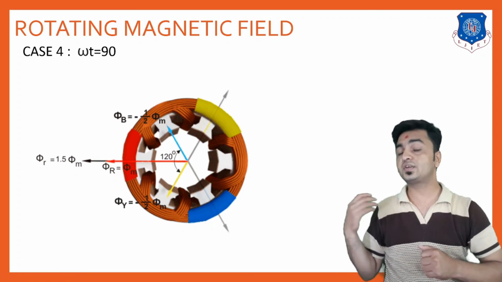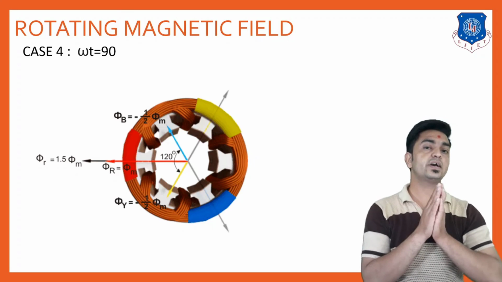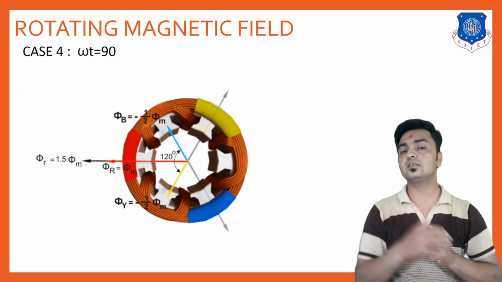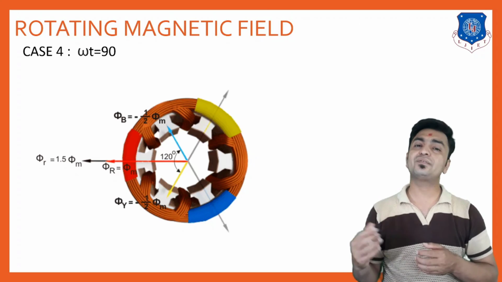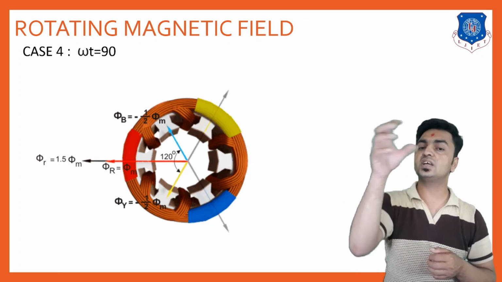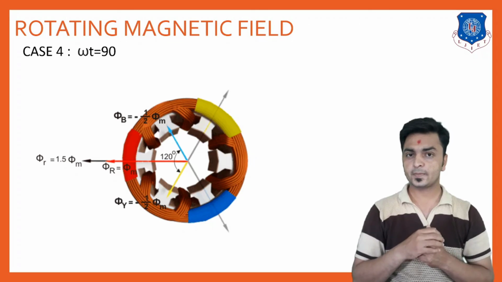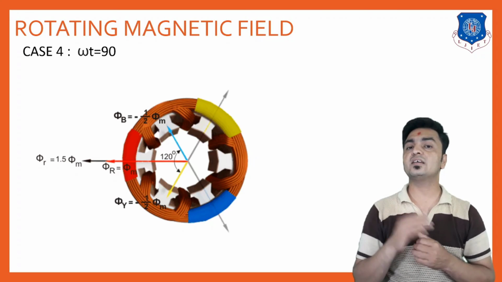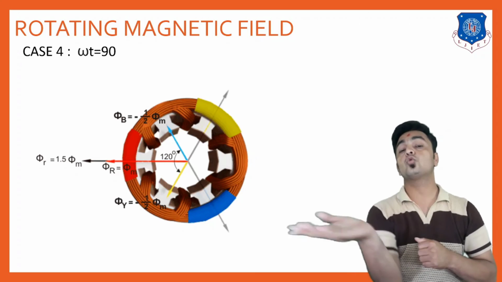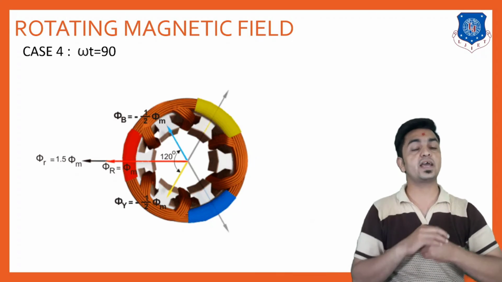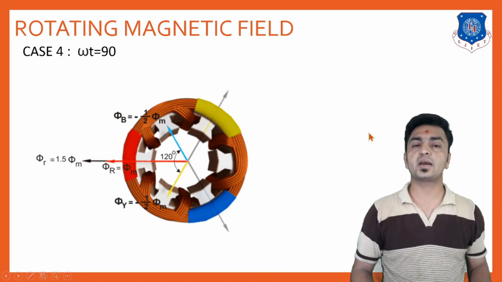The resultant of these three fluxes is nothing but a rotating magnetic field. That's why this theory is titled the rotating magnetic field. That means when we provide a three-phase supply to the three-phase stator of the three-phase induction motor, which has three windings at 120-degree angles, we get a resultant flux having constant magnitude but rotating with reference to angle or time. And that's why this theory is known as the rotating magnetic field.